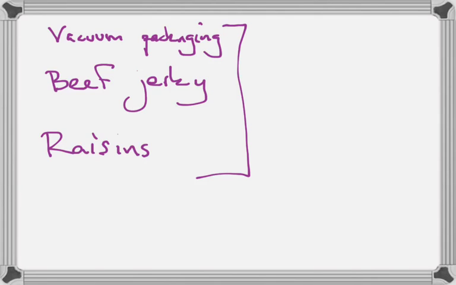So we vacuum package, for example, deli meats, other frozen items, not only because it prevents them from getting freezer burn, but also because it inhibits what we consider to be spoilage bacteria. Pseudomonas fluorescens is a great example of an obligate aerobe that is considered a food spoiler.